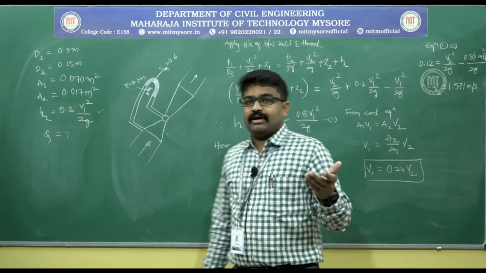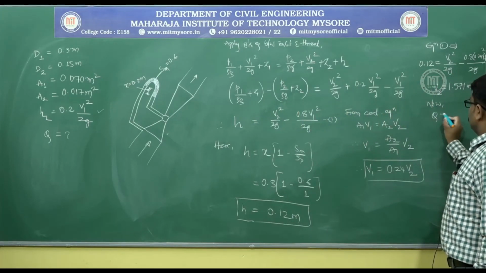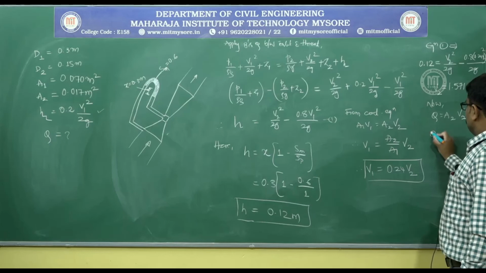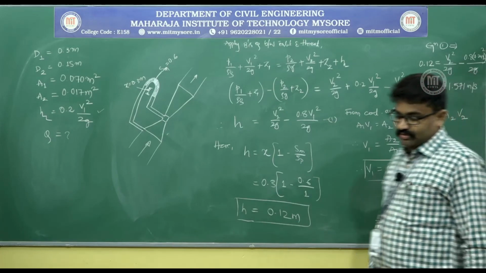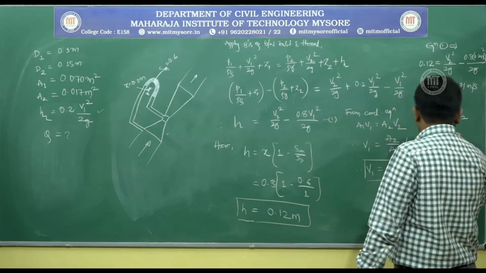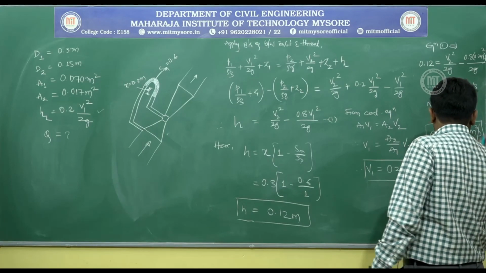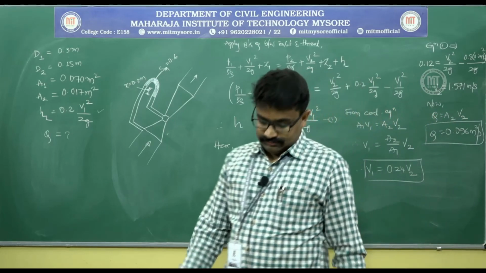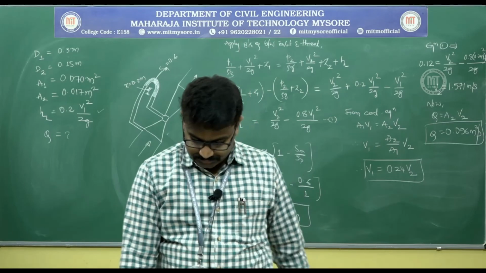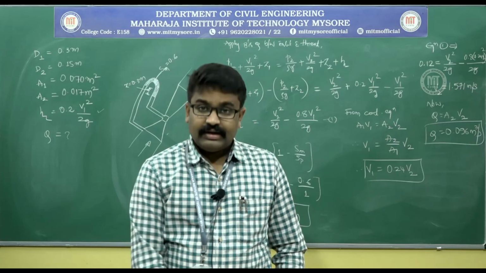And now, to find out the discharge, you need not apply the equation of venturimeter. You can straight away find it, because we know that Q is equal to A2 V2. You know what A2 is, and you have just found V2. Therefore, Q is equal to 0.096 meter cube per second. Take the next problem.